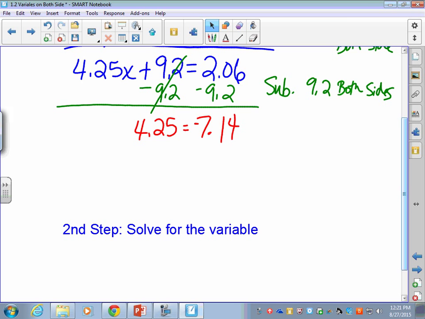Okay. All right, so we still got to solve for the variable. That's our last thing we need to do. And we would do that by dividing by 4.25. And I forgot my x right here. Sorry about that.